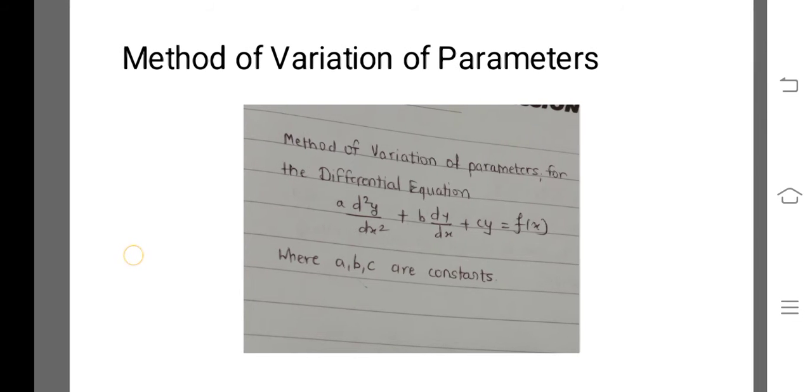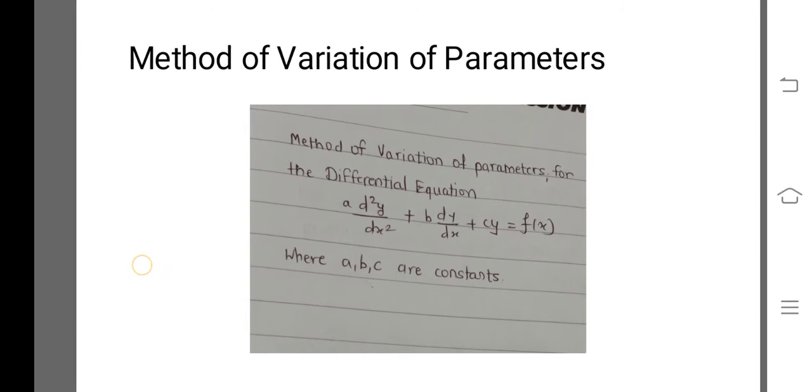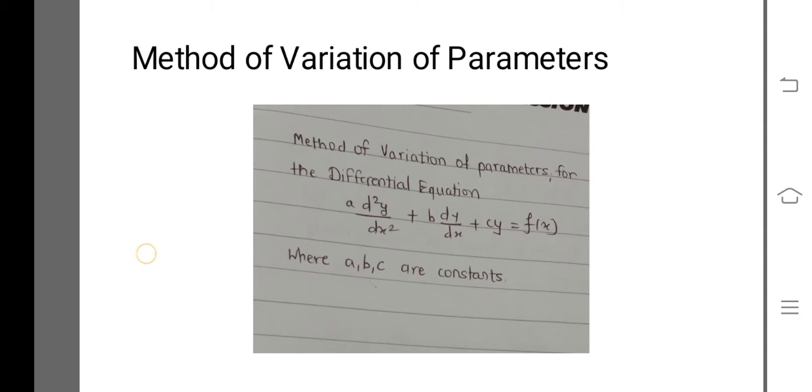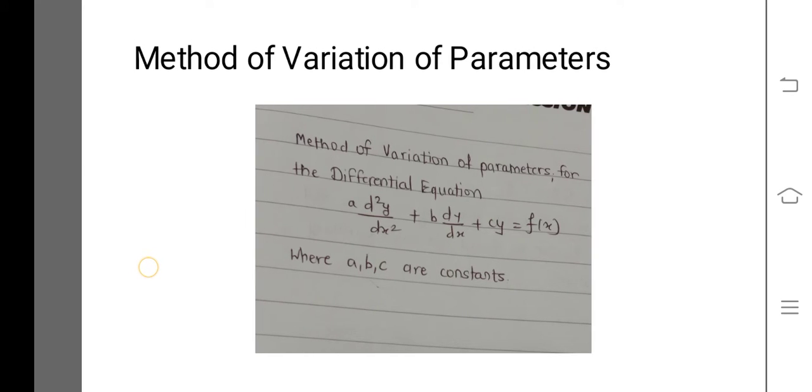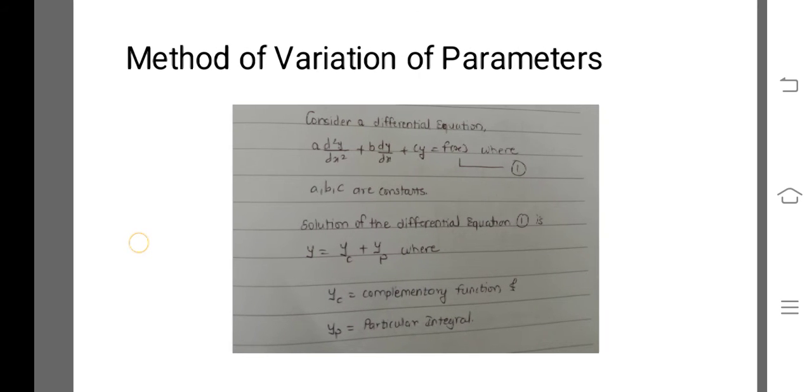Here we will consider a differential equation of the type a d2y by dx square plus b dy by dx plus cy equal to f(x), where a, b, c are constants. The order of this differential equation is 2. So let us consider the differential equation a d2y by dx square plus b dy by dx plus cy equal to f(x), where a, b, c are constants.